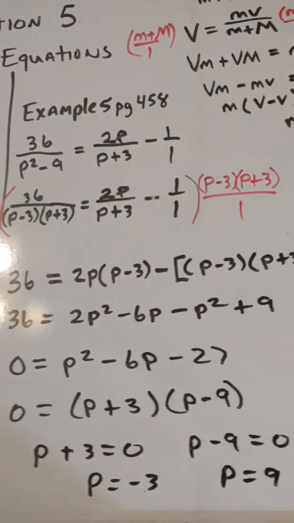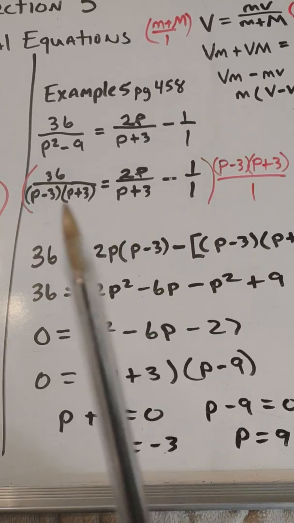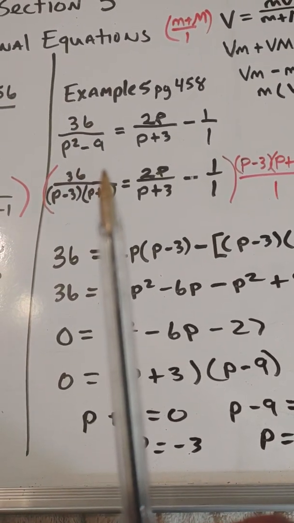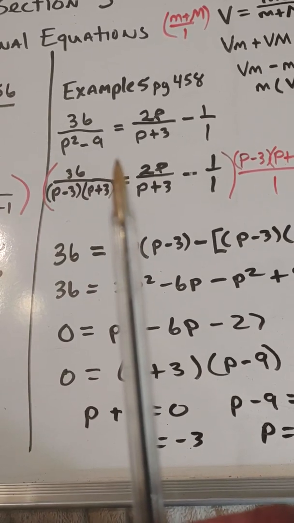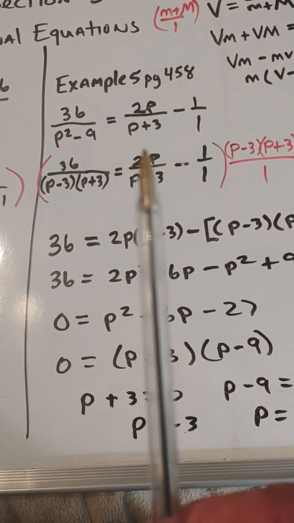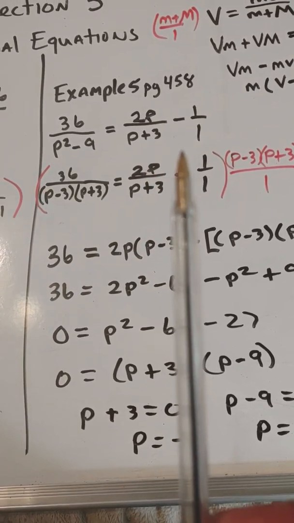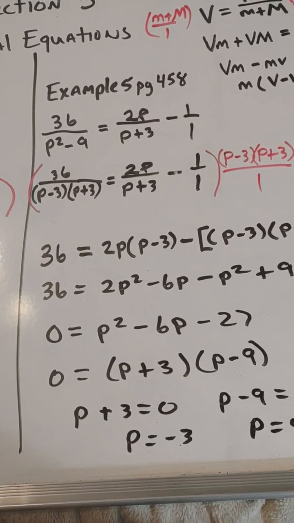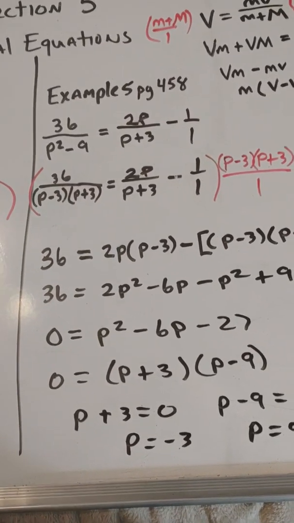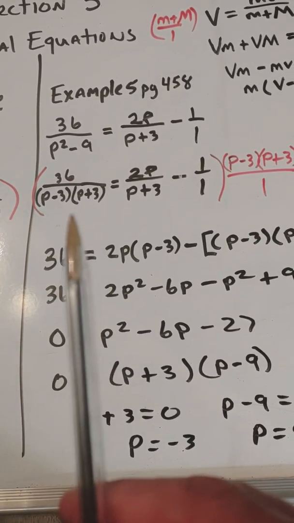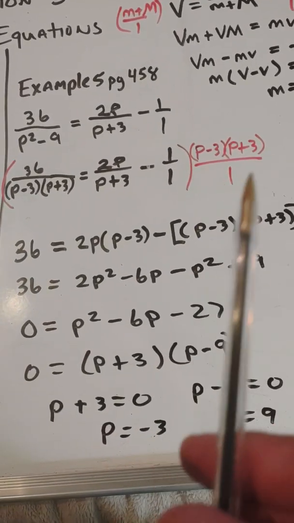Coming to example 5, this is one where we have to factor. So what happens, we have 36 over p squared minus 9 equals 2p over p plus 3 minus 1 over 1. Again, this 1 I put over 1 to make it a fraction. My least common denominator is p minus 3 times p plus 3.